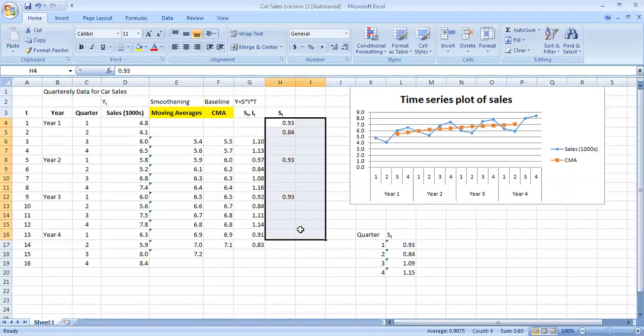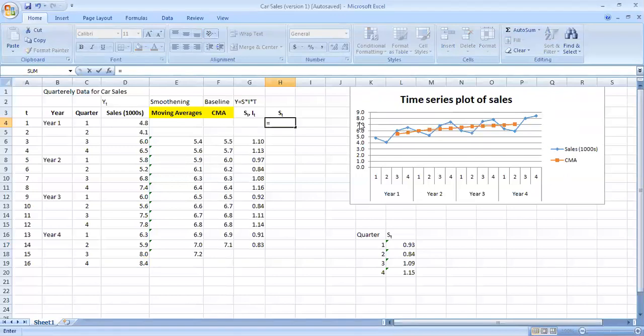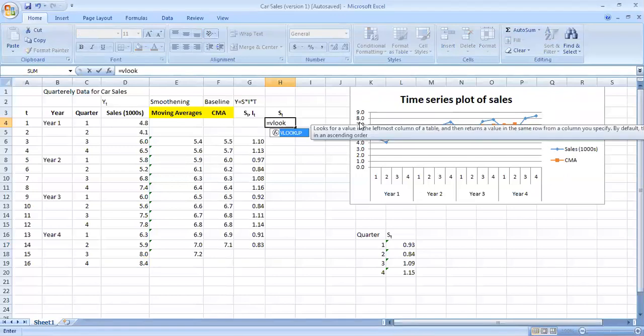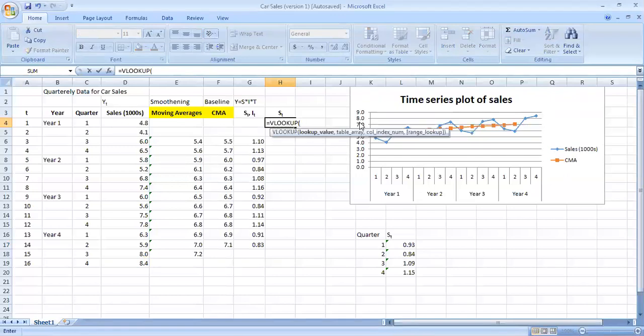So what I recommend is the VLOOKUP function. We have used the VLOOKUP function initially also. So in VLOOKUP, the lookup value is that first you have to look into this value. And the table array is this table.